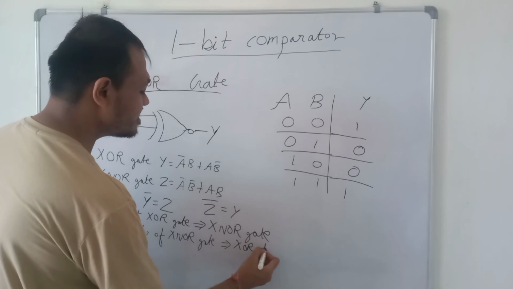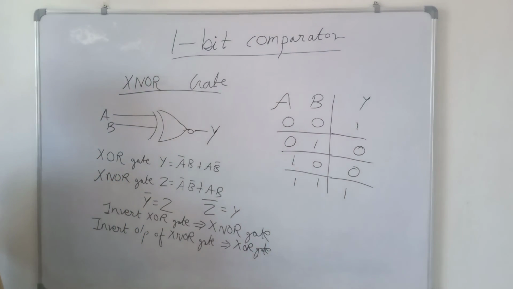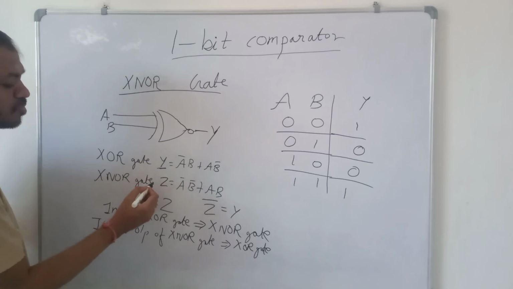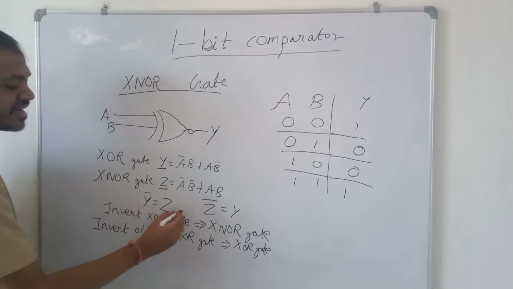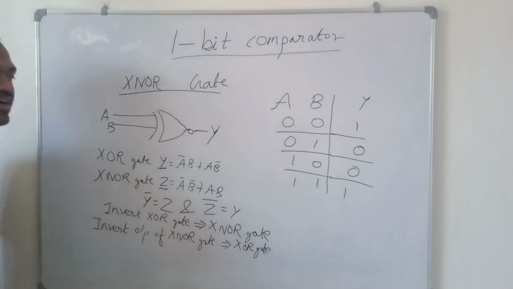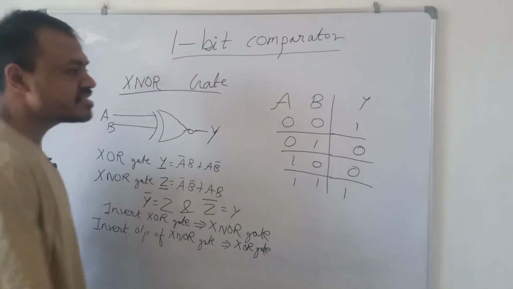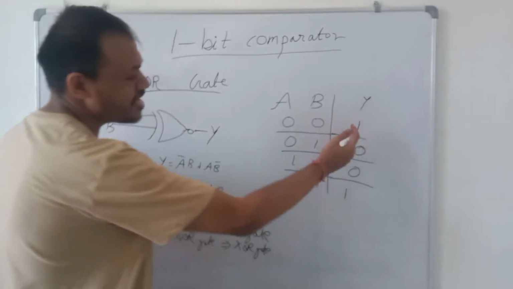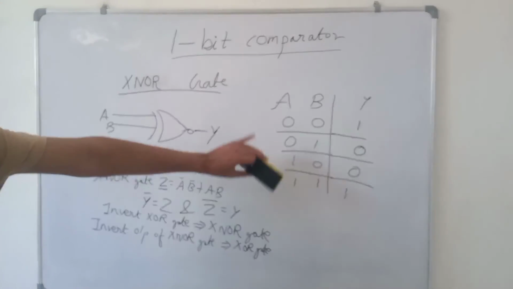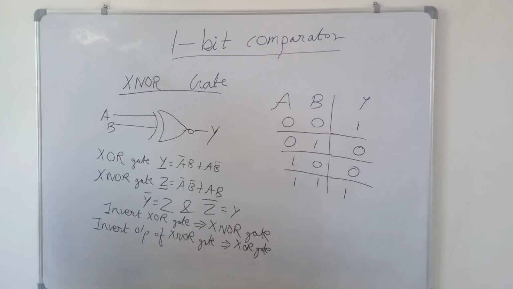So both these gates are like this. If Y is the output of XOR gate and Z is the output of XNOR gate, then Y bar is equal to Z and Z bar is equal to Y. This we can check from the truth table also: if you invert this, then you will get XOR gate, and if you invert XOR gate, then you will get XNOR gate. So basically XOR gate is used as the 1-bit comparator.